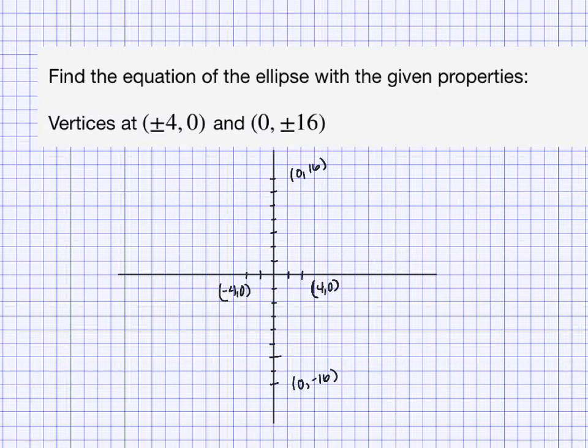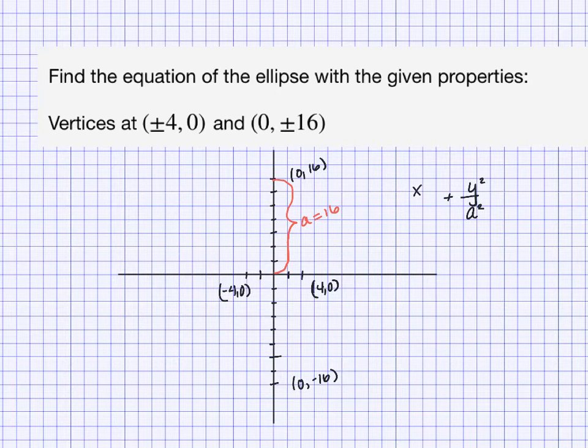Now, I know which one is the larger one by looking at my graph, if I didn't know by looking at my ordered pairs. Because my larger number is the 16, that means a has to equal 16. That also means because my larger numbers are running on my y-axis, that means my a value must be under the y part. And my vertices are positive and negative 4, 0, 0, positive and negative 16. Because they are symmetric about the origin, that means I'm centered on the origin.